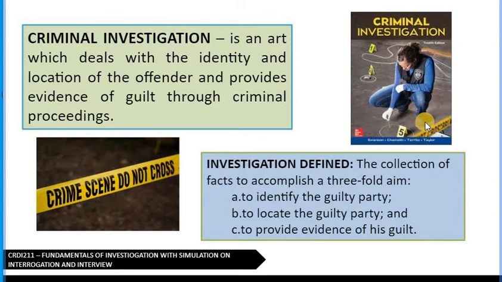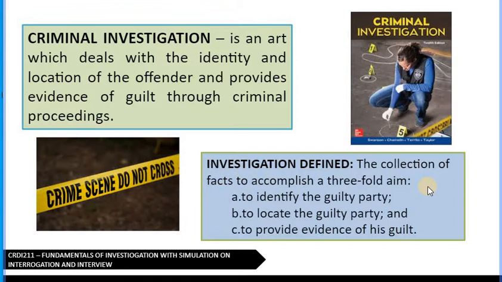Now, let's start first with this. Criminal investigation. When we say criminal investigation, as we have discussed last week, di ba, dinefine naman natin yan, criminal investigation is an art which deals with the identity and location of the offender and provides evidence of guilt through criminal proceedings. So, ginagawa natin ang criminal investigation in order for us to locate or to identify who committed the crime. So, sabi nga niya, it provides evidence of guilt through criminal proceedings, kasi meron tayong proper protocols na sinusundan natin in investigating a crime.